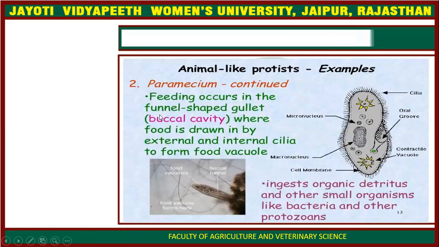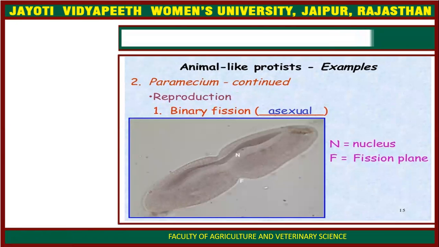The paramecium have feeding capacity and it occurs in the funnel-shaped gullet. They have a funnel-shaped gullet by which they can ingest their food. They ingest organic debris, detritus and other small organisms like bacteria and other protozoans, which is similar to the amoeba.